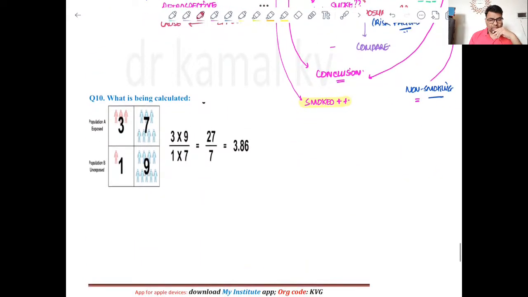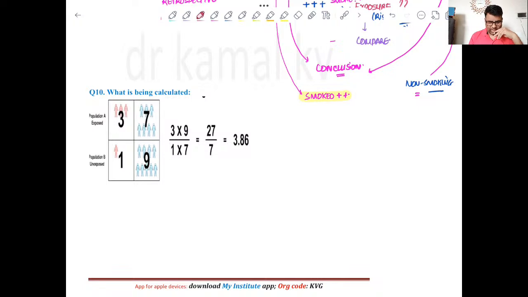Now there is one question, where some calculation is made, and if you see, 3 is multiplied by 9, so that is the numerator. And then 1 is multiplied by 7, and that is the denominator, and then we have a final answer. On one side you can see exposed, non-exposed. So this is the cross product ratio. So 3 is multiplied by 9 and then 1 multiplied by 7.